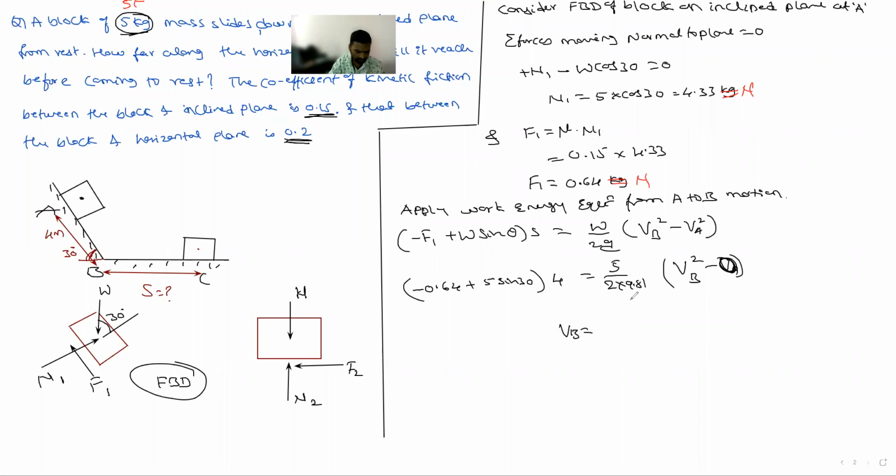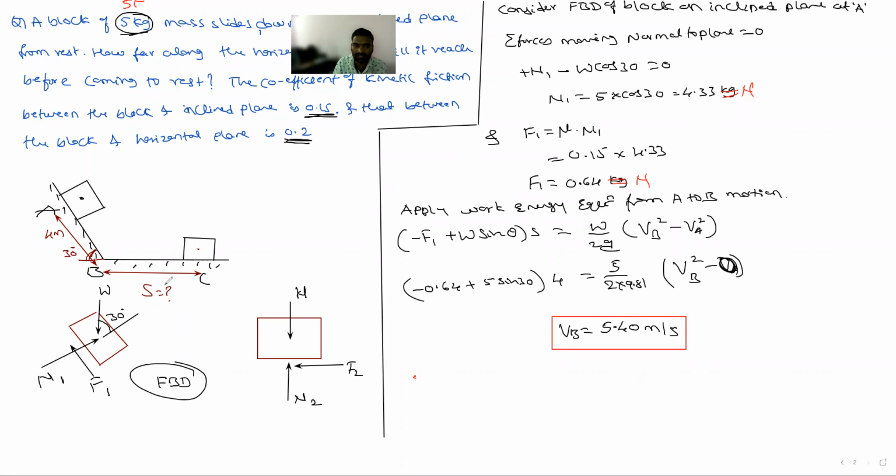Check it. What is VB? Take the square root of the answer. Yes, correct. VB is 5.40 meter per second.